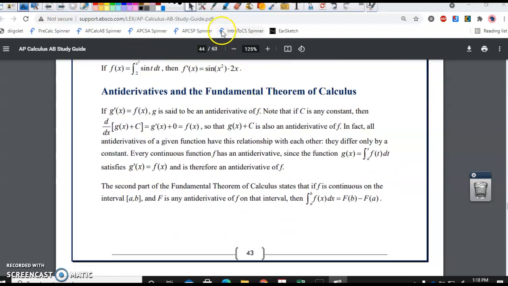All right, so antiderivatives in the Fundamental Theorem of Calculus. So remember that, just be comfortable with your notation, going back and forth. Like this one says, if g prime of x equals f of x, then the antiderivative of f of x is g prime of x. So let me scroll down and find something that's a little more helpful. So this is what we want to start to look at, is right here.